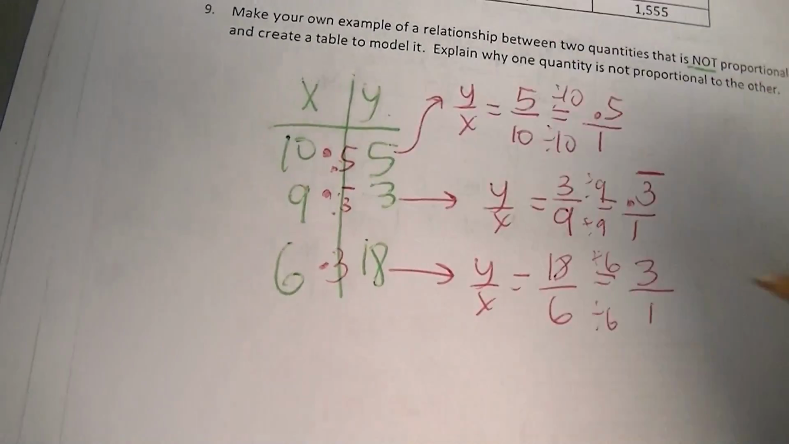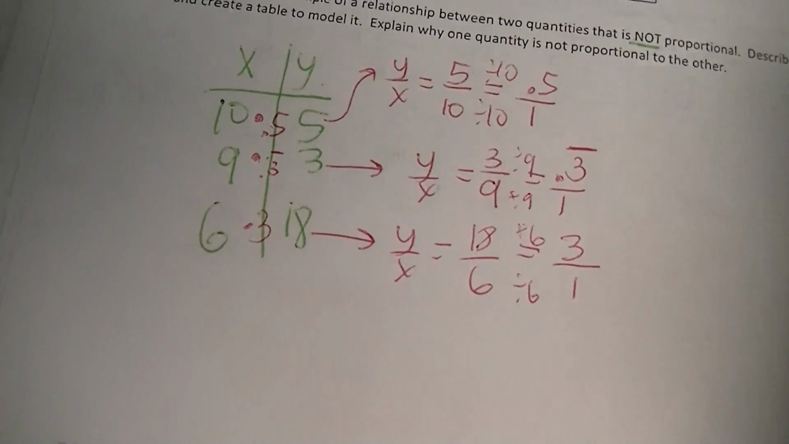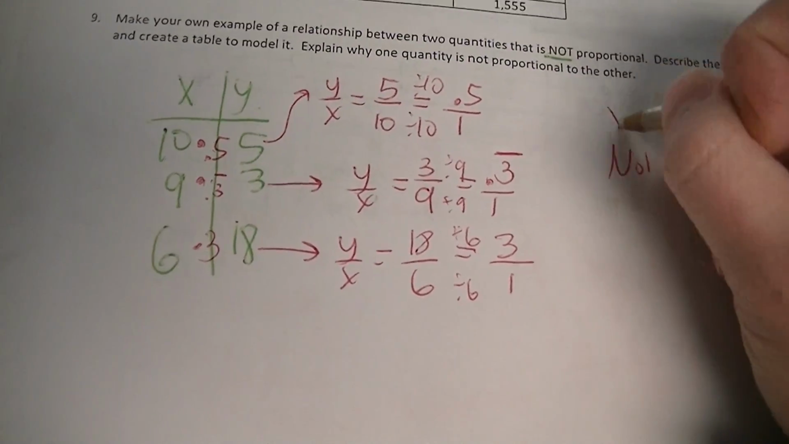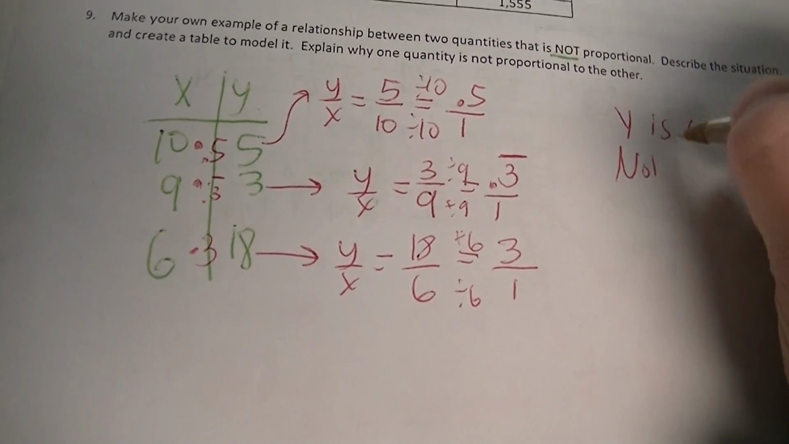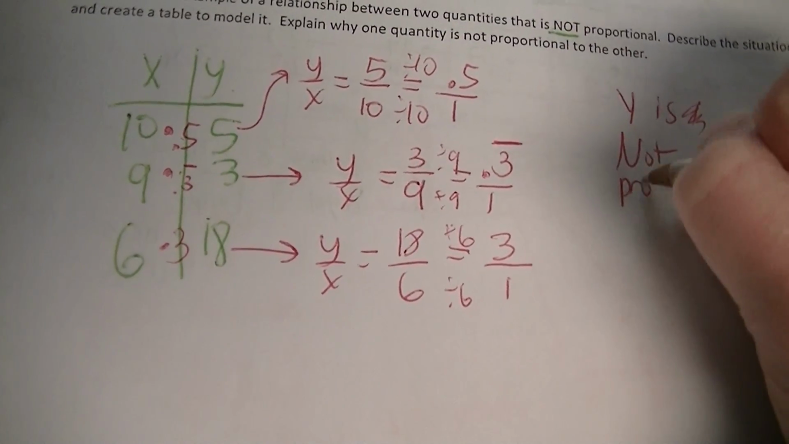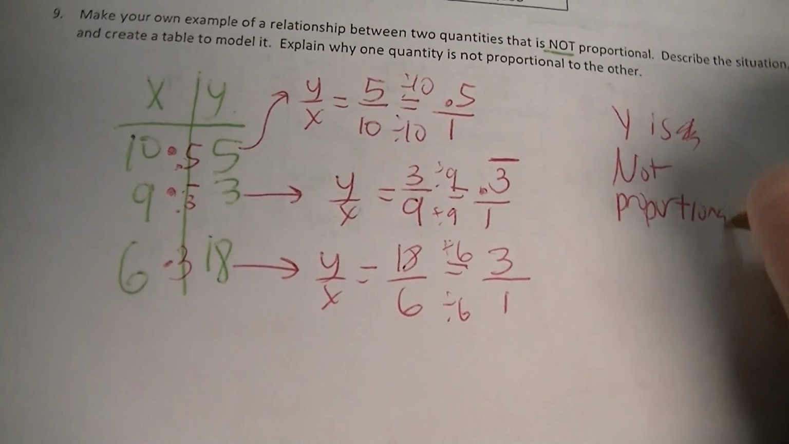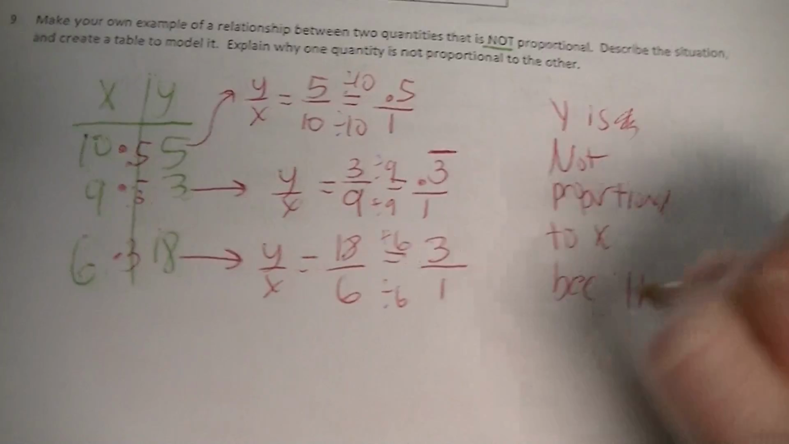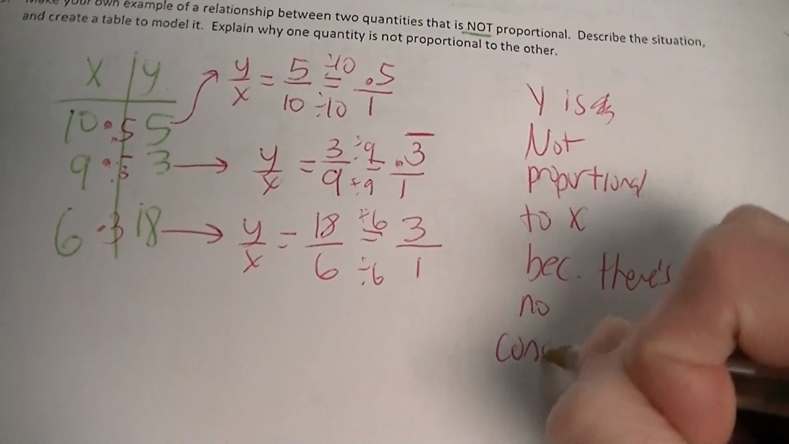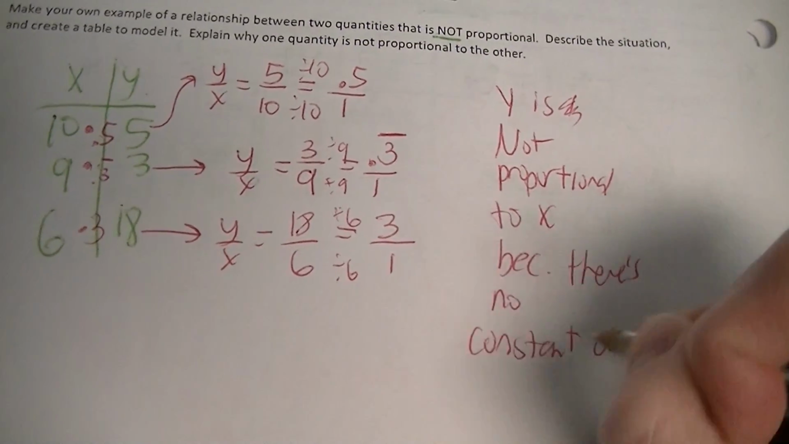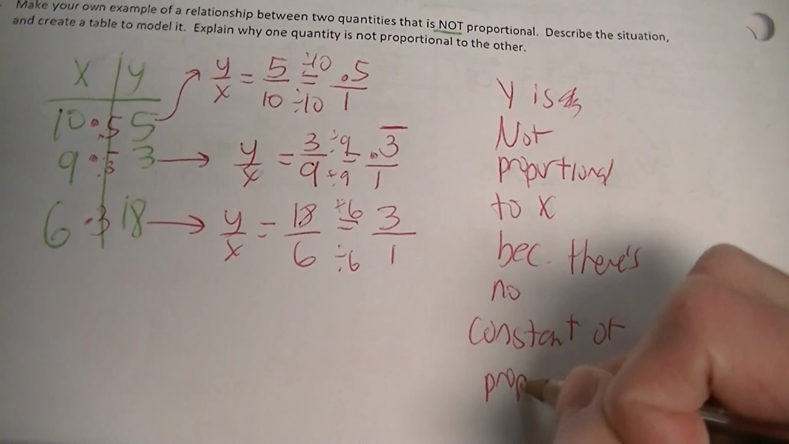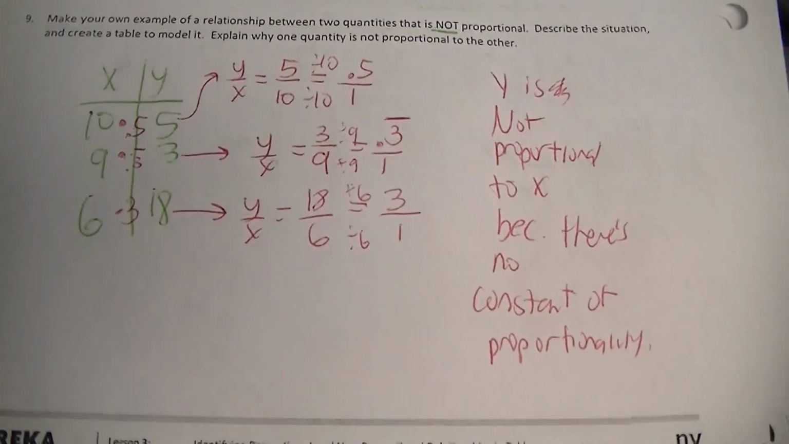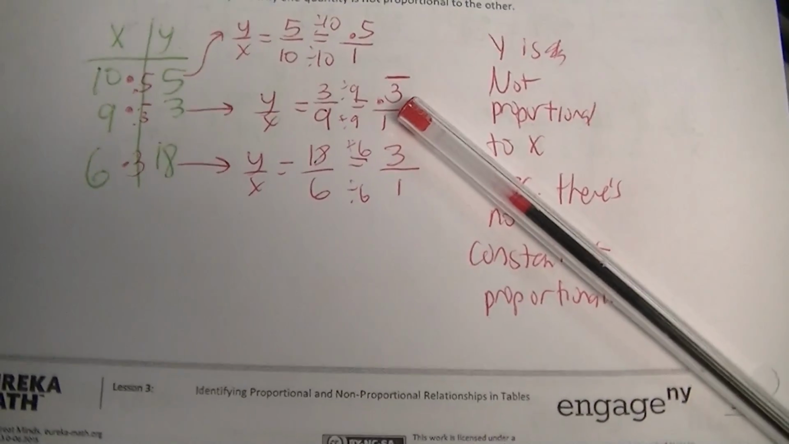See how you can see that there's no constant ratio? There's no constant rate. There's no constant proportionality. So Y is not proportional to X because there's no constant proportionality, which means there's no unit rate. Okay, bye. Hopefully you made up your own.